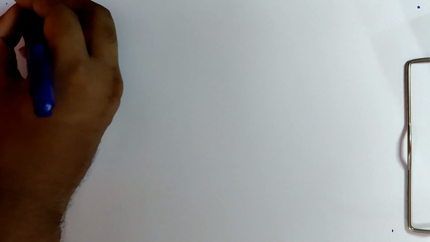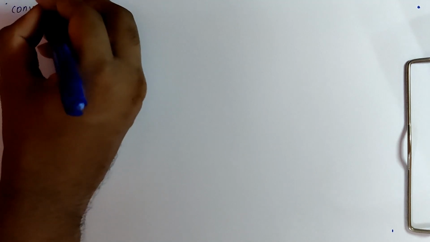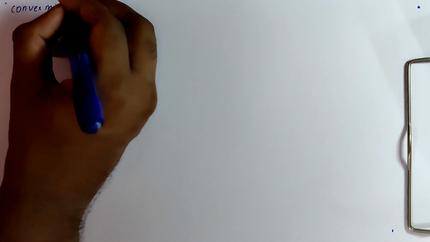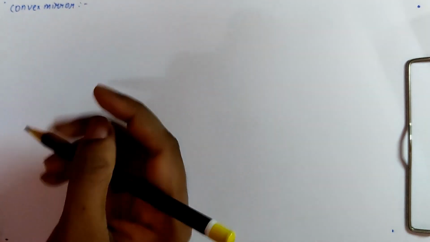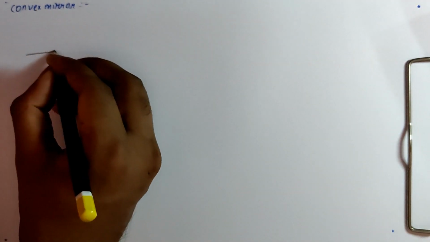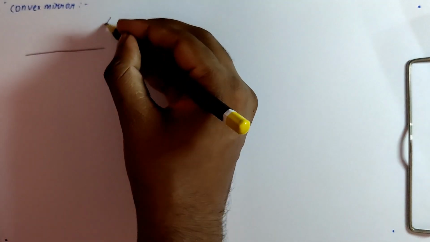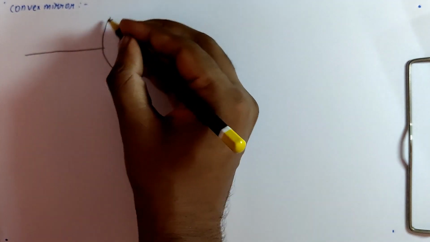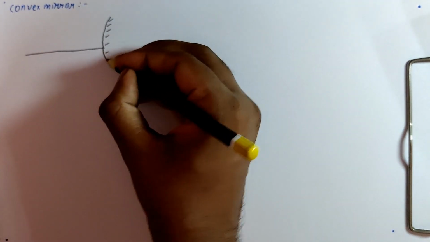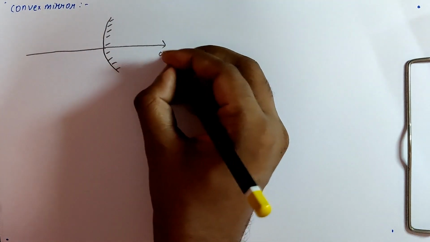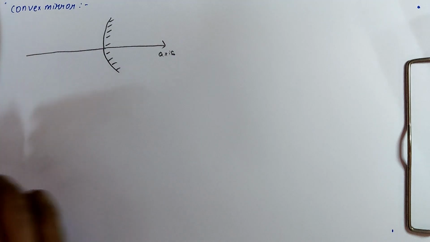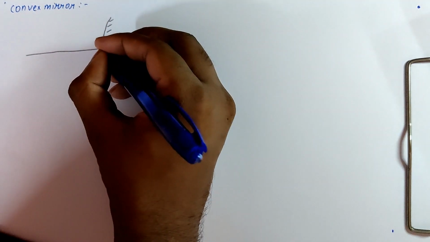Alright, for the convex mirror, we are going to draw the convex mirror first. So draw the convex mirror. Axis, this is the pole.